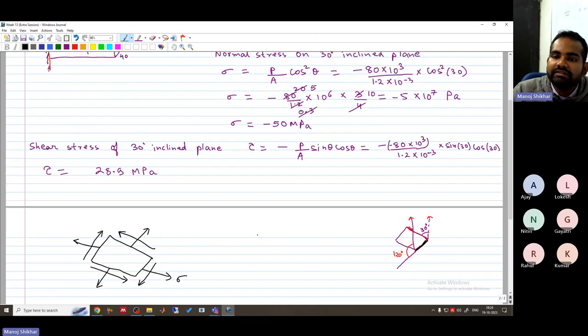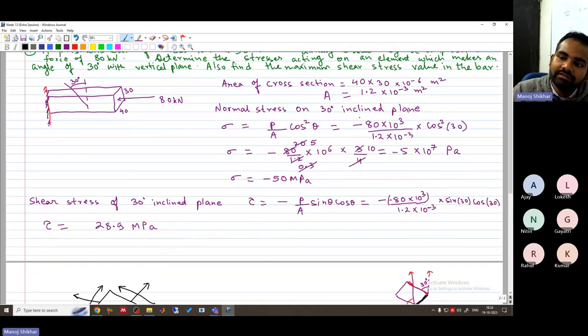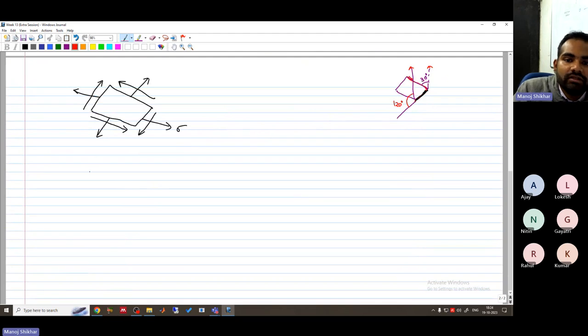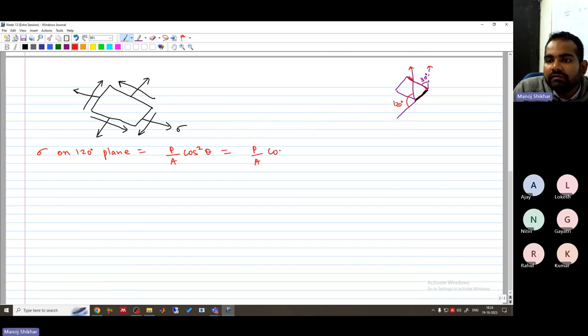So how do we find these stresses on the 120-degree plane? We use the same formulas, but for theta, we will put 120-degree. So let's do that quickly. Sigma on 120-degree plane equal to P by A cos square theta. So P by A cos square 120. And this will give you the value of minus 16.67 MPa.